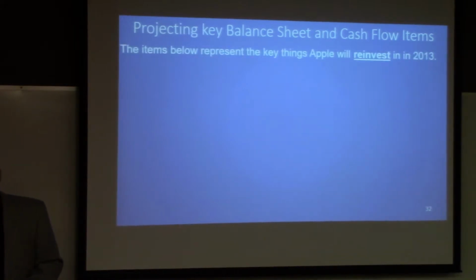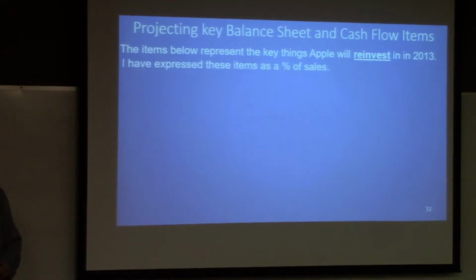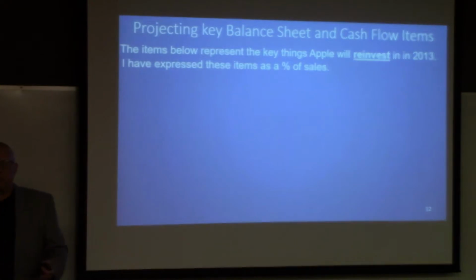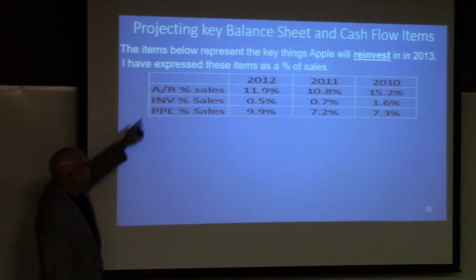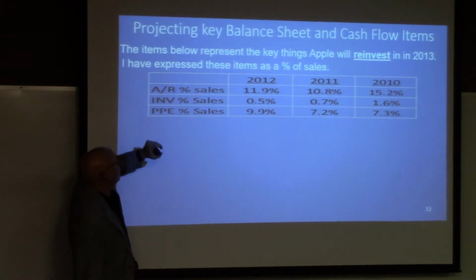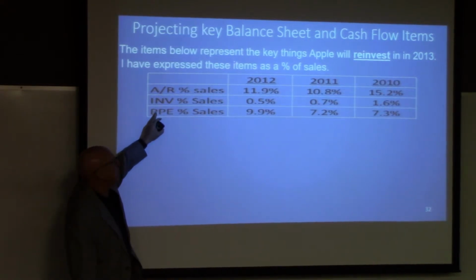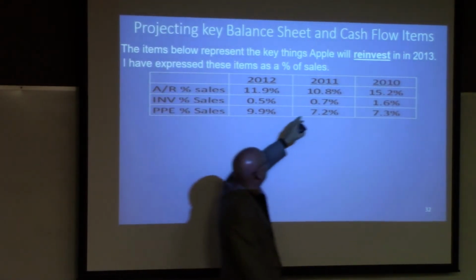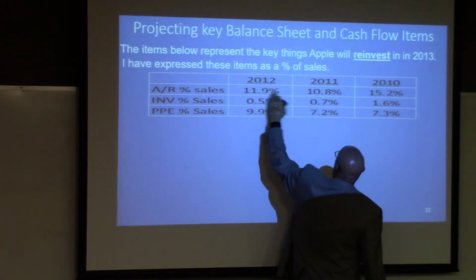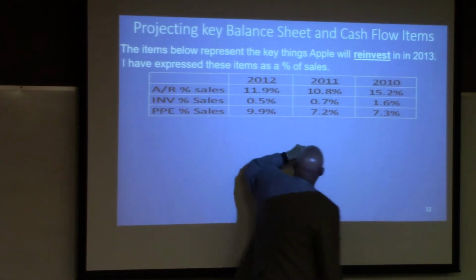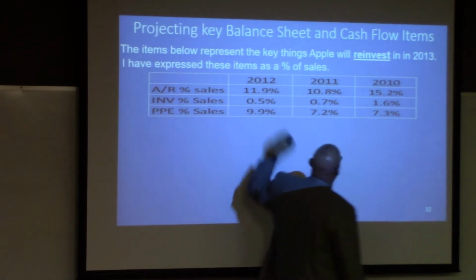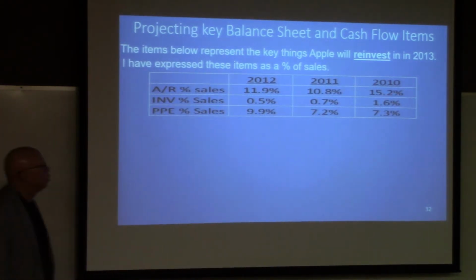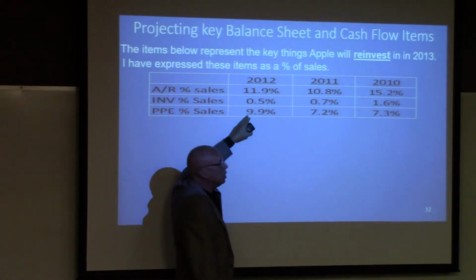The items below represent the key things Apple will reinvest in 2013. And so what I've done is I've expressed these items as a percentage of sales. So here's a history of accounts receivable divided into sales, inventory divided into sales, and property, plant, and equipment divided into sales. You can see that accounts receivable divided into sales has drifted a little bit lower compared to where it was in 2010. And you can see that inventory has definitely drifted lower. And you can see that PP&E has actually gone up. So where do we think these numbers will be in 2013?